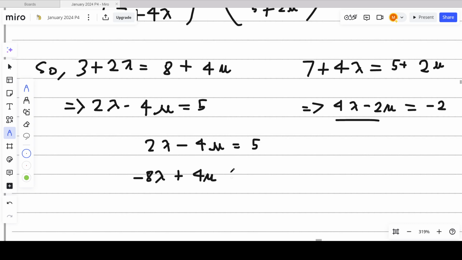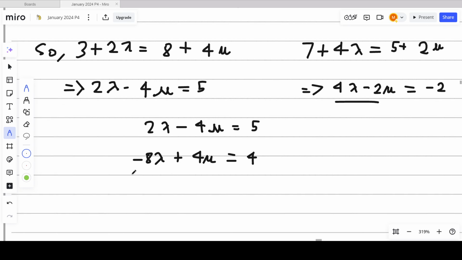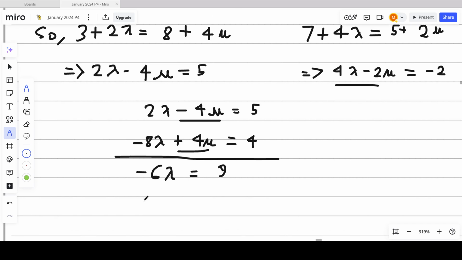Then it will be equal to what? Negative 10. Sorry, not negative, it will be plus 4. Okay, now we need to add them. So what will you get? Negative 4 mu plus 4 mu cancels out, so negative 6 lambda would be equal to what? Would be equal to 9. So we got the value for lambda, that is 9 over negative 6, which is negative 3 over 2.